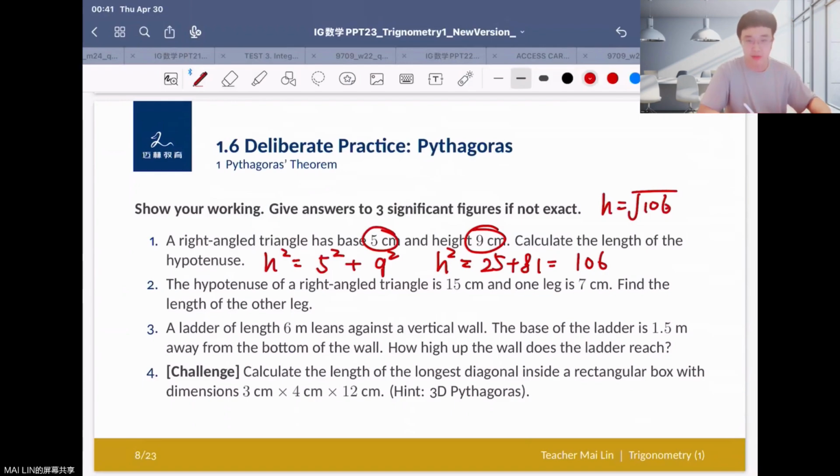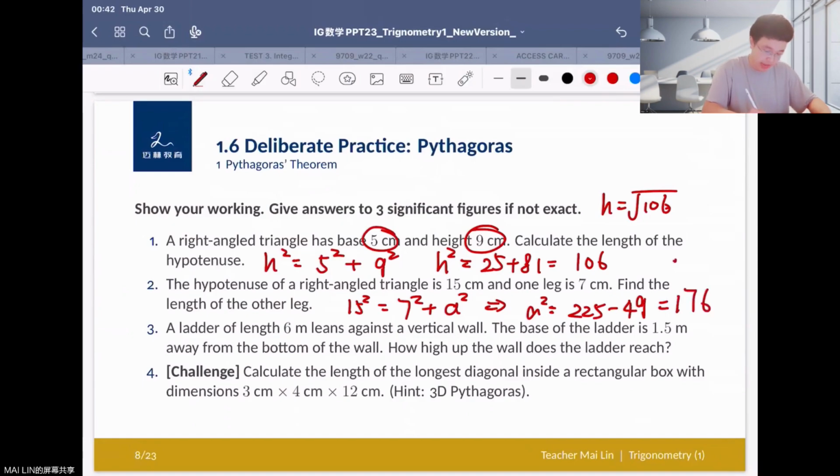The second problem: the hypotenuse of a right angle triangle is 15 centimeters and one leg is 7 centimeters, and you calculate the other leg. 15 squared equals 7 squared plus a squared, so a squared equals 225 minus 49, which is 176. So the length of the leg is square root 176.